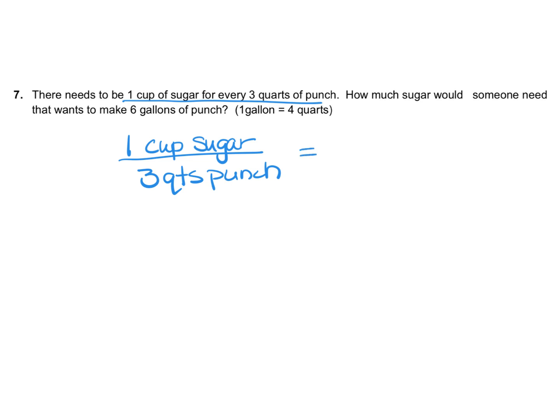So we're looking at, and I know, so the quarts and the gallons, we're talking about the punch on the bottom. And so let's go ahead and let's just put our 6 gallons of punch down here. Now, hopefully you're noticing that these units are not lining up. So let's go ahead and then think about what we could do then to make these the same units.